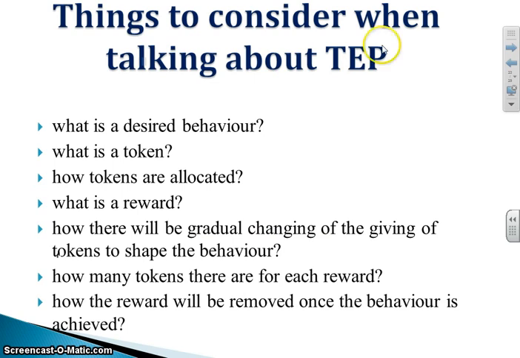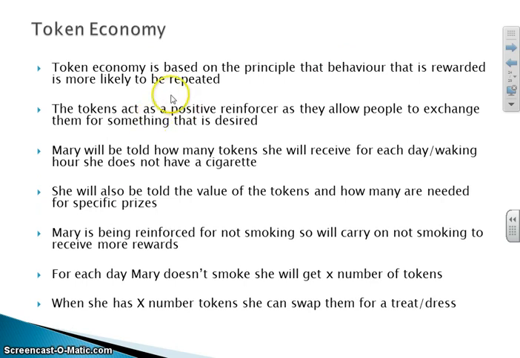So when we're doing a token economy, when you're designing one or talking about one, make sure you come up with examples of what is a desired behaviour and what you're going to use as tokens and what the rewards are going to be. There is this gradual change, this shaping process going on where we make them harder to get. So after a while, it might be that you need to get a certain grade on a piece of work in order to get the tokens required. And these are the bullet points, again, talking about how we would use a token economy. I'll let you read through those yourselves. You can pause the video.